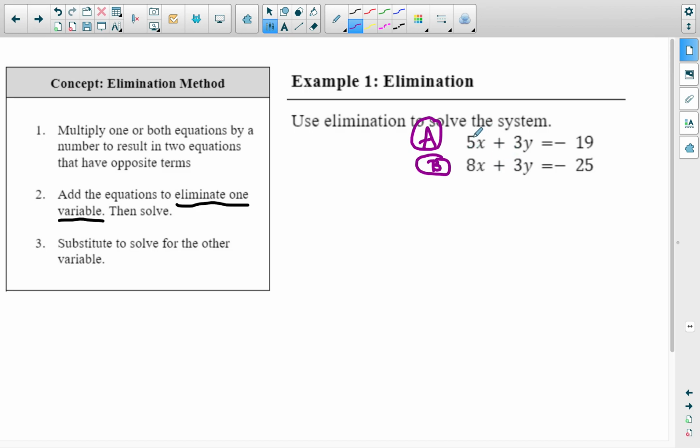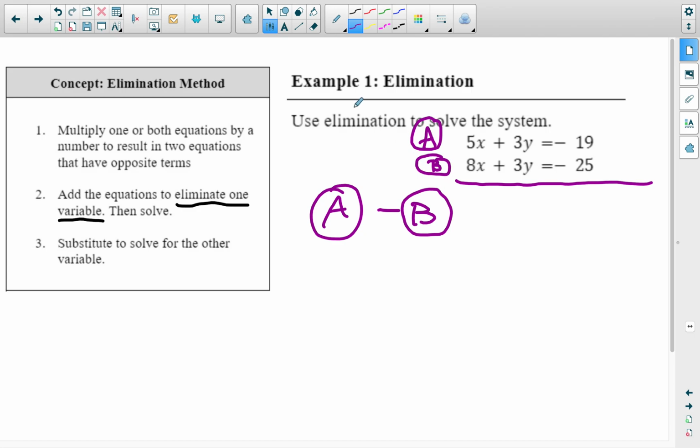Okay, so what elimination will do is pretend like we're going to add or subtract these two expressions. Okay, so I have 3y here and 3y here. Because those are the same, it's going to be really easy to cancel those out, and I can cancel those out if I take 3y minus 3y. So what I want to do, I want to take my entire equation A and subtract equation B from it. So I'm going to take equation A minus equation B.